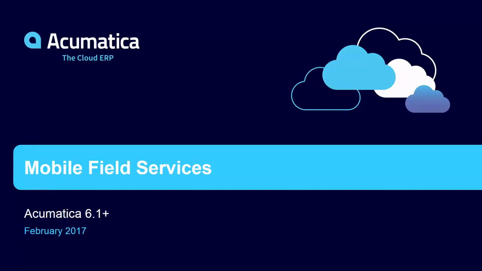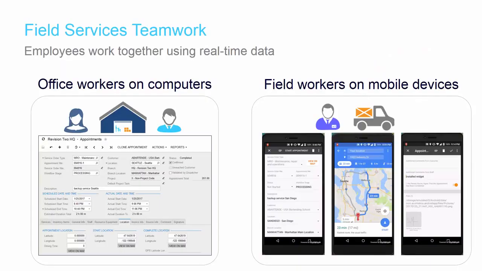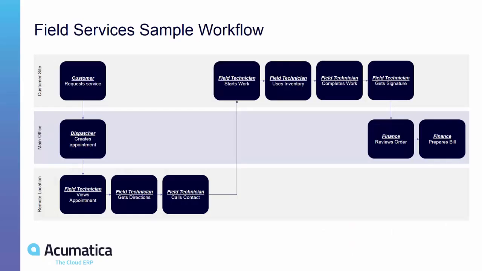In this video, we're going to show some upcoming features in the Acumatica Field Services module. With the Field Services module, the idea is that office workers can work on computers while field workers are on their mobile device. Both can stay in touch and pass information back and forth in real time. The demonstration that we'll be reviewing today starts with a customer requesting service.